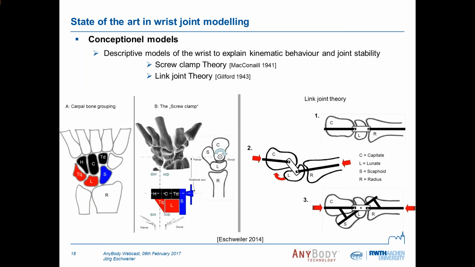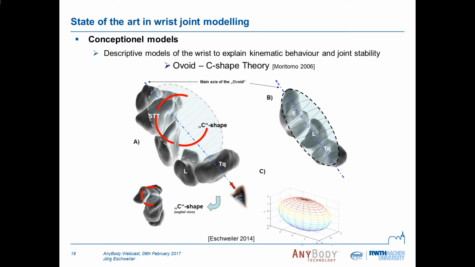Then there exist 3 more technical models: the screw clamp model, the link joint model, and the so-called ovoid C-shape theory.